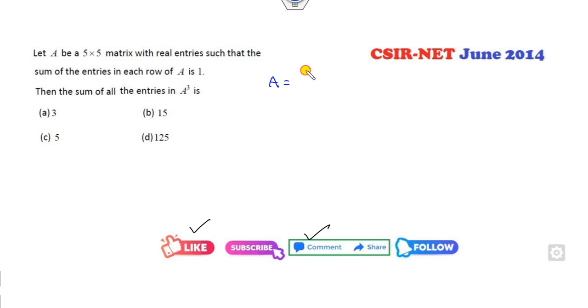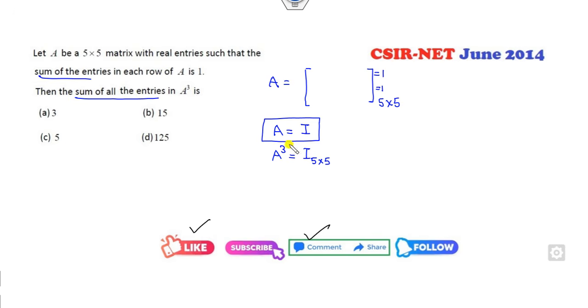A is my 5 cross 5 matrix such that the sum of the entries of each row is 1. So can you think of any matrix whose row sum is 1? It is identity. Fine. So if A is identity, what is A cube? A cube is also the identity of 5 cross 5. Then the sum of the entries of A cube is 5. You can see how many seconds you need to solve this. Oh, very simple.